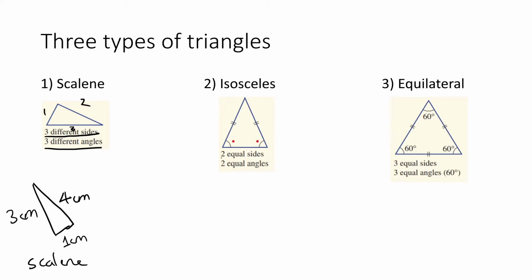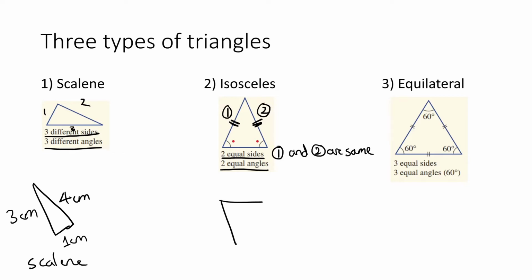Isosceles triangle, you have 2 sides that are the same, and then 2 angles that are the same. The 2 sides that are the same will be marked with a line. So this one has 2 lines, so side 1 and side 2. All that means is side 1 and 2 are the same. The 2 angles are in red, that means they're going to be the same angle.